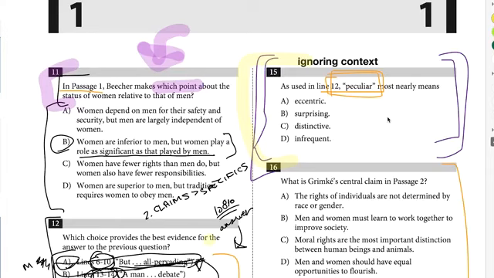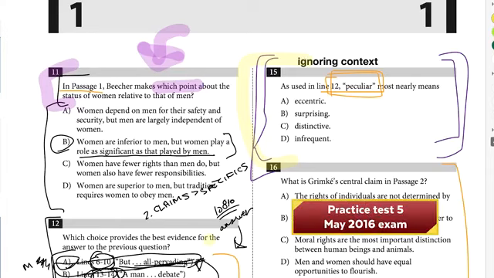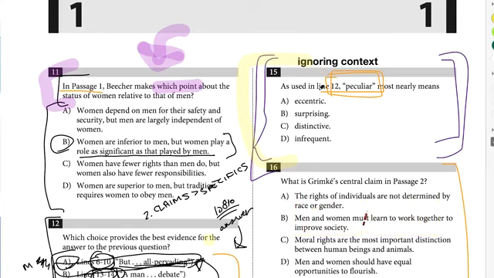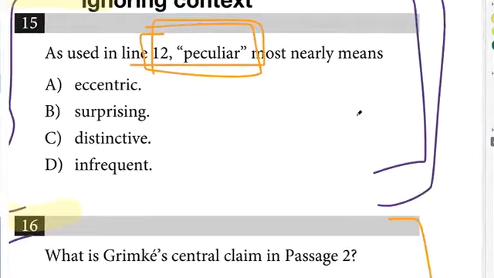I'm going to give you a couple of examples of how ignoring context can make you go awry on an SAT reading question, okay? The first one I'm going to take a look at, so I'm in practice test 5, which is May 2016 test that was given, and I'm just going to look right here at question number 15. So this is a spoiler alert. If you want to do this test on your own, pause this video, go take that test, and then you can come back. I'm going to explain a few questions from it.